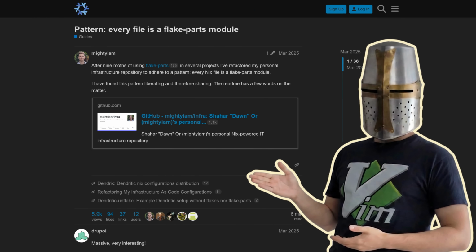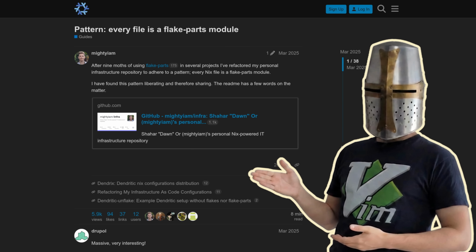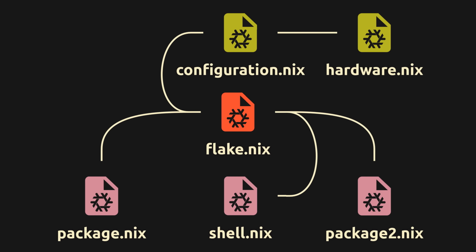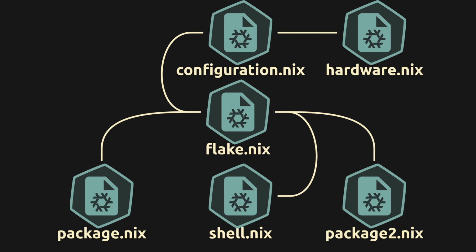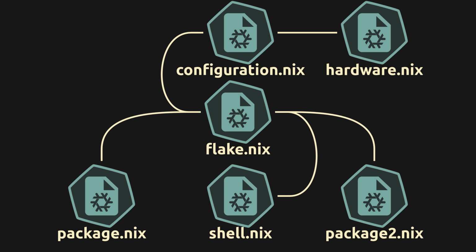So the pattern traces back to a NixOS discourse thread from last year, where MightyIM shared his findings, showing how turning every Nix file into a flake-parts module made his projects much easier to work with. What this meant is essentially, instead of having a flake.nix file importing various modules, packages, and shells, having to juggle all those files with their own unique structures, the approach was to wrap each file with a flake-parts module, making them all follow a consistent and predictable structure.